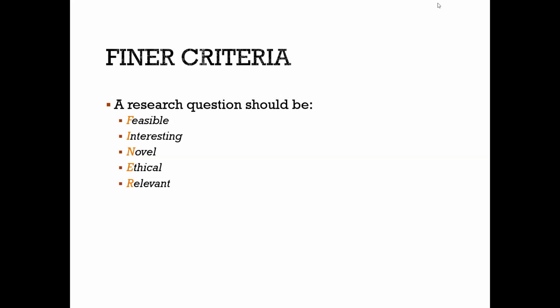Interesting means it should have some result, and the result should be useful for patient care or the healthcare system. Novelty: if somebody else is already doing it, then what is the point of you doing that? There should be novelty in the systematic review. If some person is doing a systematic review, then you cannot do a systematic review on the same topic. Ethical: sometimes you have to consider whether you can ethically do it. And relevant: it should be relevant to the subjects.